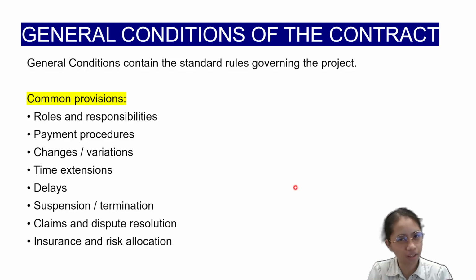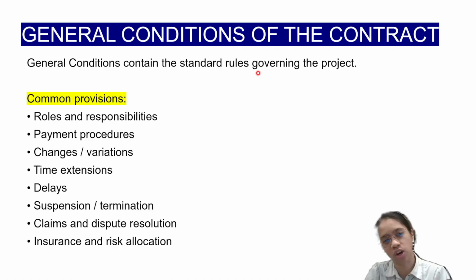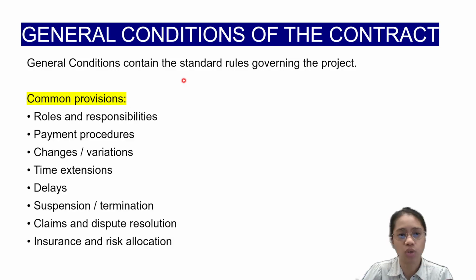Now, as we go further in the parts of the contract, we will be talking about the general conditions of the contract. From the word itself, the general conditions contain the standard rules governing the project. The common provisions here are the following. What are the rules and responsibilities of each party? What will be the payment procedures?